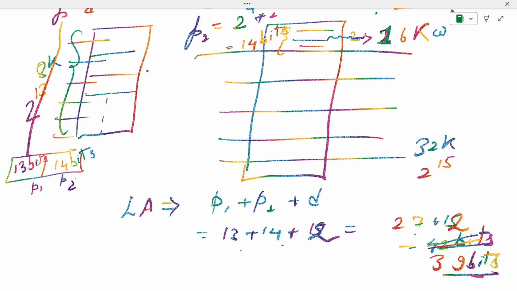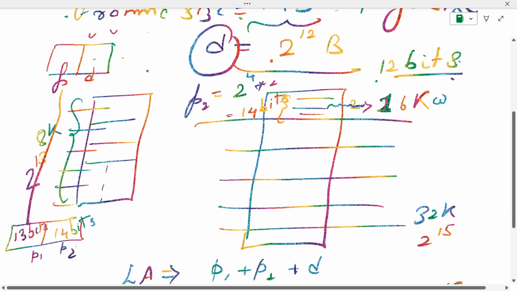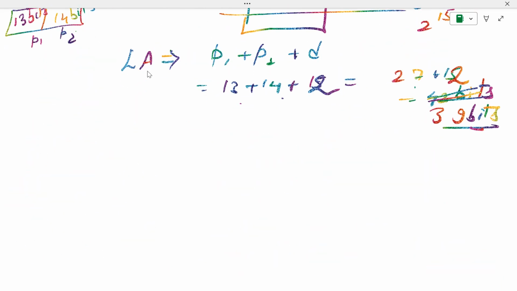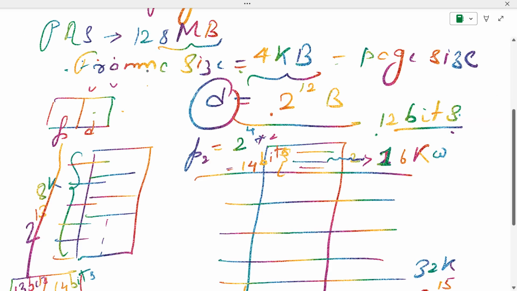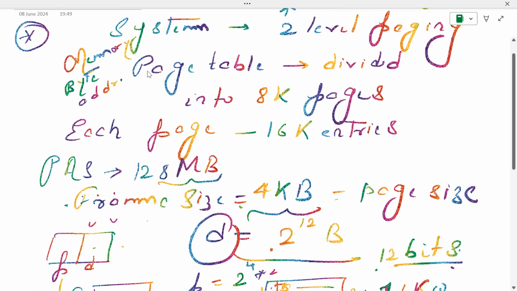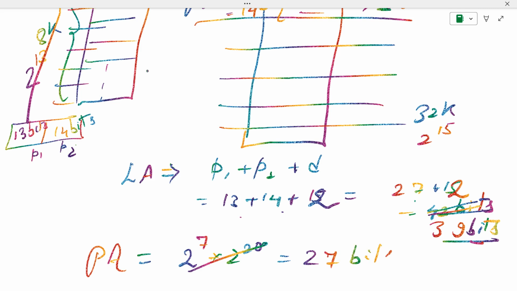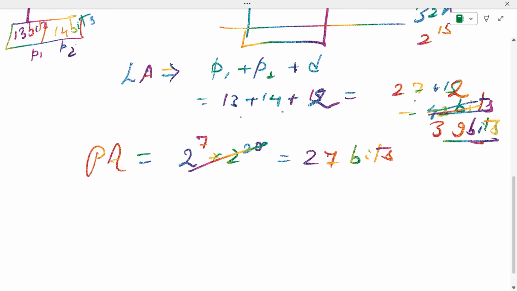Okay, since the answer was not matching, I looked back at the question and now I got it. Now LA we have calculated. PA, if someone asks, is nothing but the frame size. We can calculate it from the PAS. So PAS is 128 MB, so it will be 2 raised to the power 7 into 2 raised to the power 20, right? And this will be equal to 27 bits, which is the PA. So PA we can calculate from the PAS only.